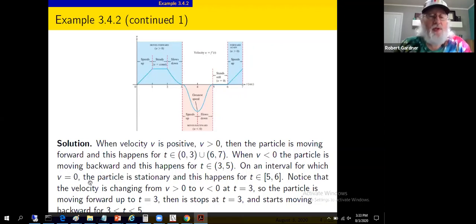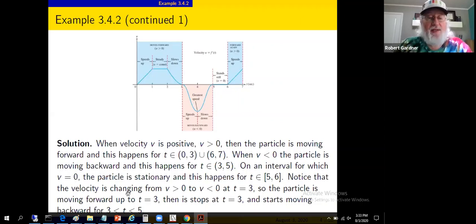On an interval for which v is 0, the particle's stationary, and that happens between 5 and 6. It took me a little shrinking of the image to get it to appear on the slide, but the velocity, the blue graph, is 0 between 5 and 6. So the particle's just sitting there with 0 velocity. Sitting where, I don't know. They didn't talk about position directly. They've talked about position indirectly. They've talked about velocity directly. I know between here and here, the velocity is 0. So between 5 and 6 seconds, the particle's just sitting there.